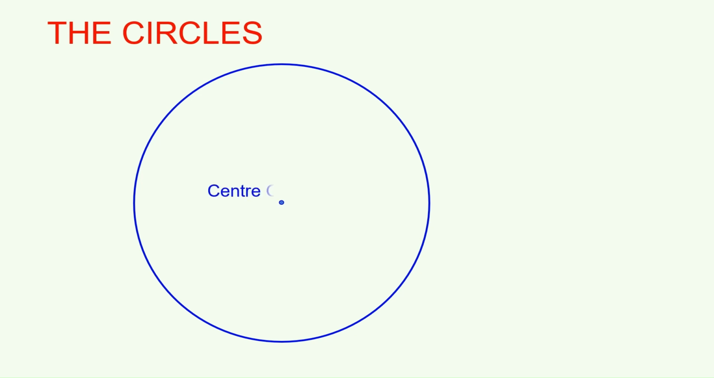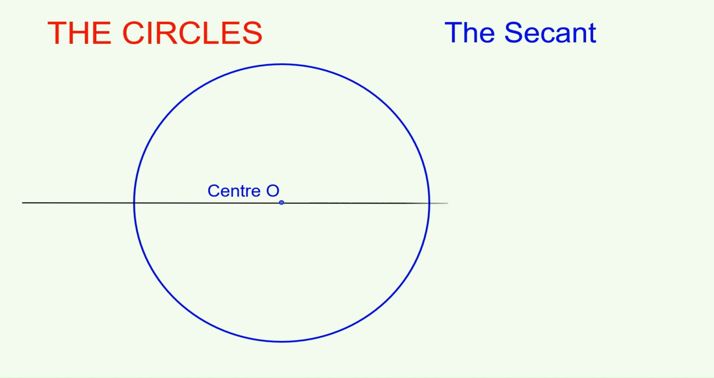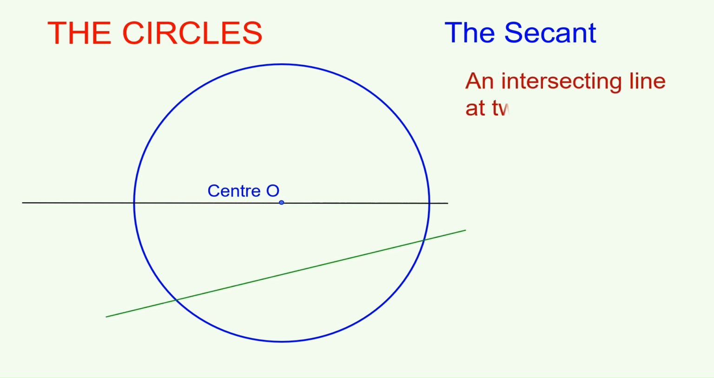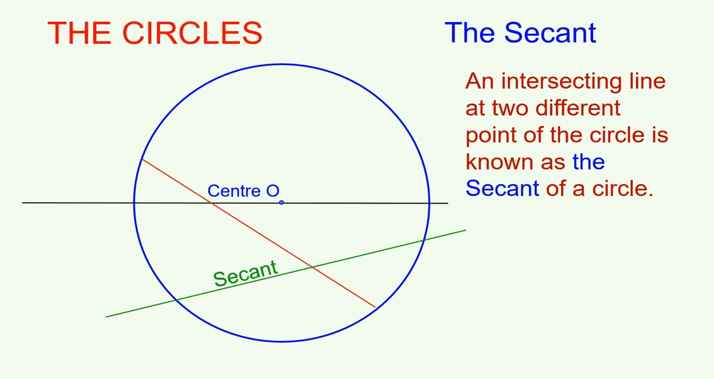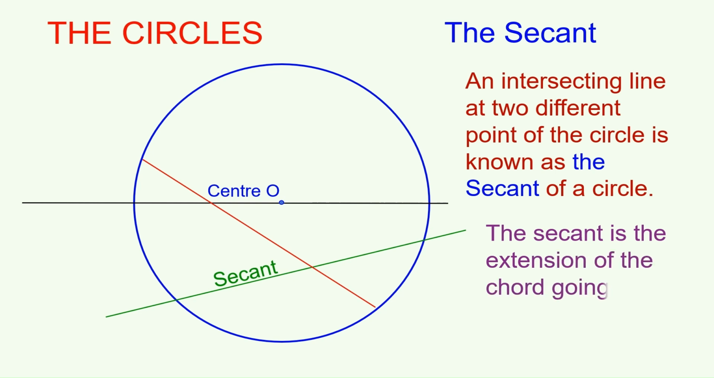The circles, the secant, an intersecting line at two different points of the circle is known as the secant of a circle. The secant is the extension of the chord going outside the circle.